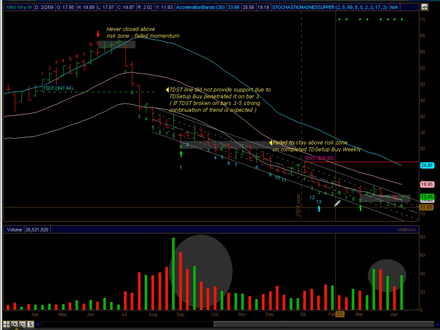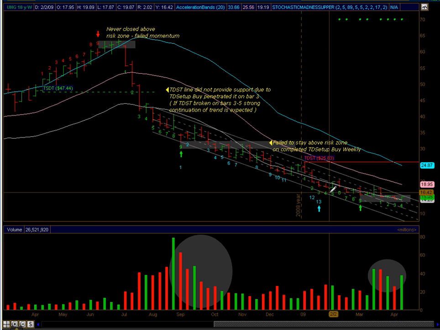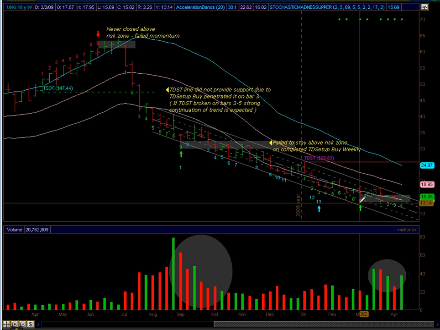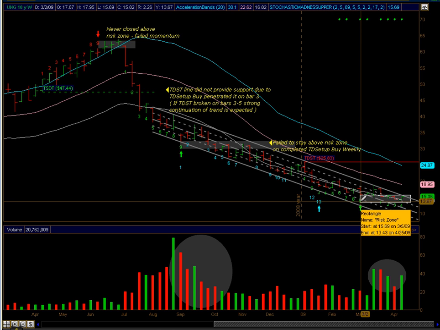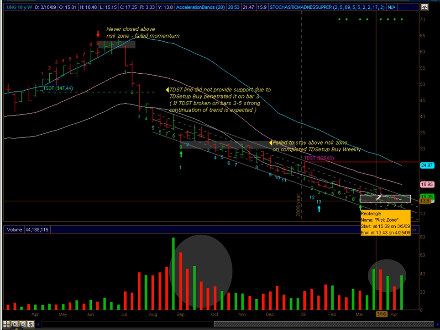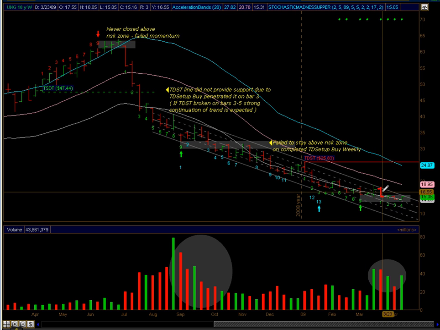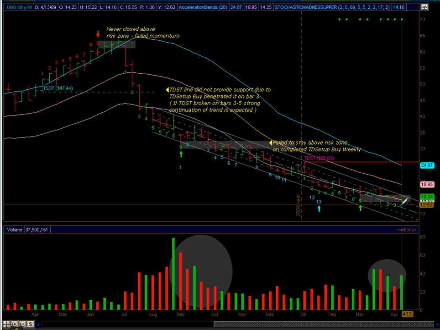The general rule of thumb is that if during completion of a buy countdown a buy setup exists, we wait till the buy setup completes or recycles. In this particular case, the buy setup completed, a new risk zone is in place, price action stayed above the risk zone, then entered the risk zone back again, and as of right now, a new buy setup is developing.